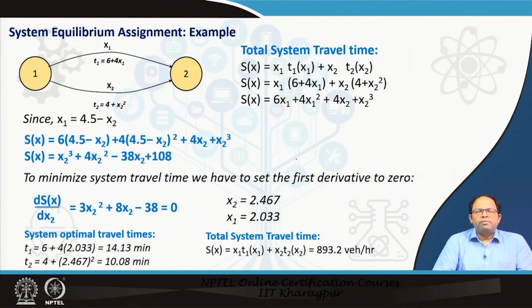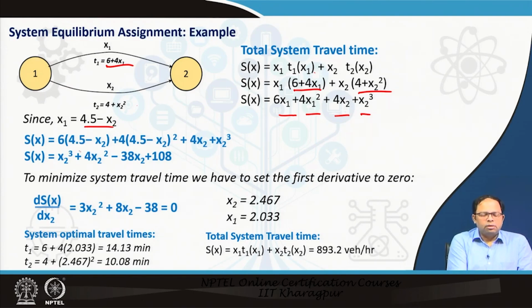So in system equilibrium assignment, if I take the previous example, we have T1 equal to 6 plus 4x1 and T2 equal to 4 plus (x2) squared. Now in total system travel time, the formula was x1 into T1(x1) plus x2 into T2(x2). So we can replace T1(x1) by 6 plus 4x1 and T2(x2) by 4 plus x2 squared. So S(x) equals 6x1 plus 4x1 squared plus 4x2 plus x2 cubed. Again, replacing x1 with 4.5 minus x2, we get S(x) equal to x2 cubed plus 4x2 squared minus 38x2 plus 108. So this is the total system travel time that we need to minimize.